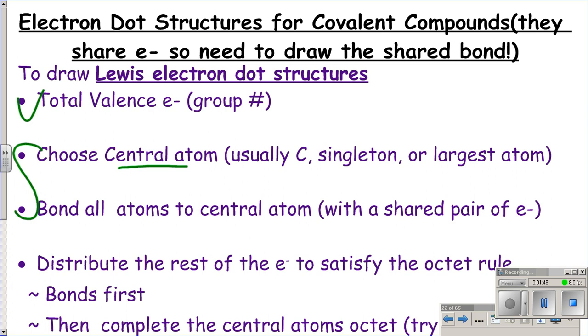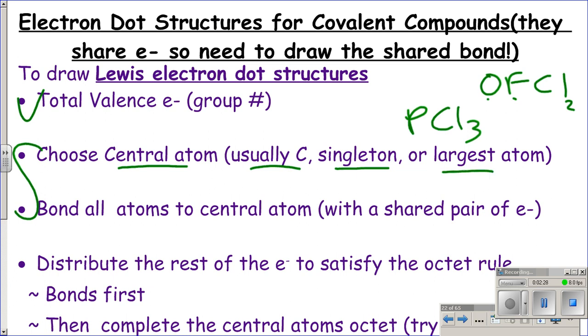The central atom, here's a good trend or method to follow. If you have carbon present, carbon is going to be the center. If carbon's not present, let's say phosphorus trichloride, you just choose the singleton. I'm hoping that people in the back are listening because I haven't seen their eyes once, thank you. Largest atom is going to be the next one. So if you have two singletons, let's say OFCl2. Who's your largest? Oxygen. From the two singles, the oxygen's your largest, so that would go in the middle. So that's the prioritization of how you would figure out the central atom.